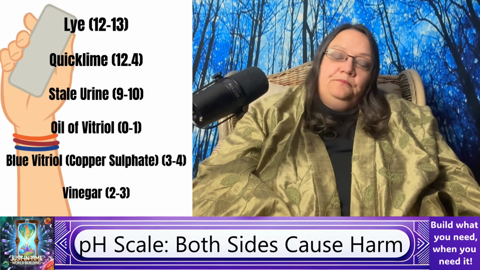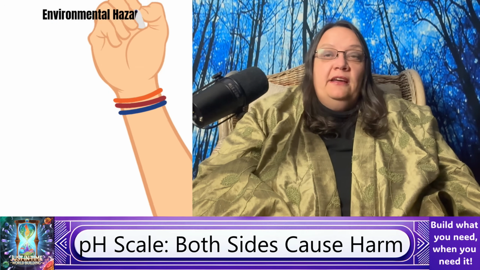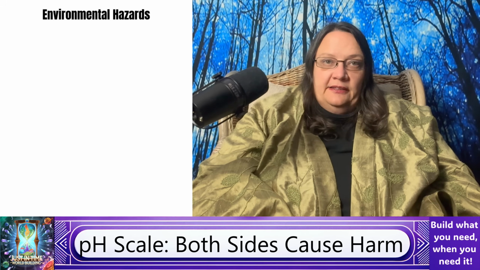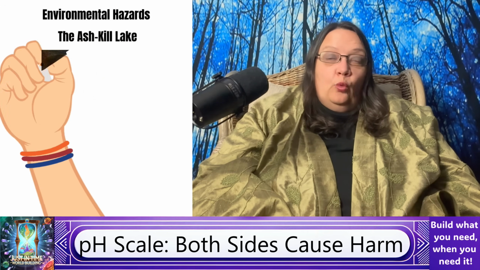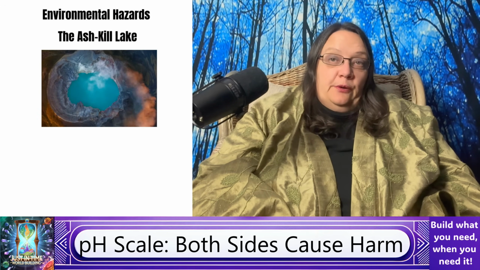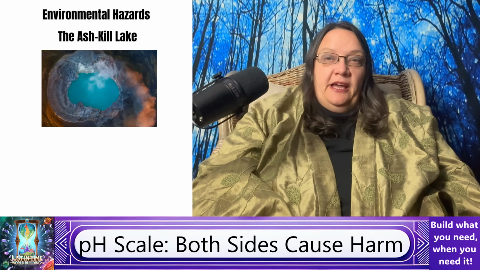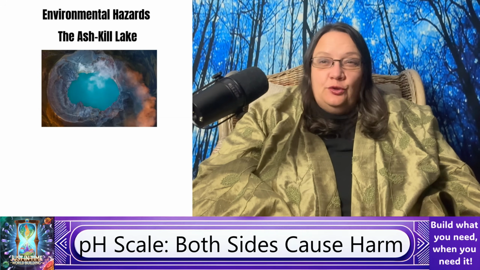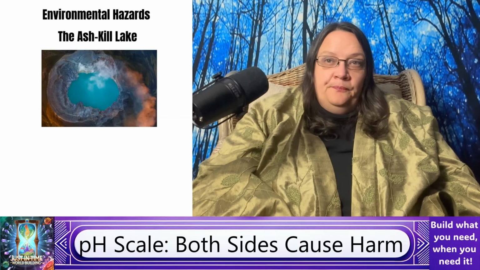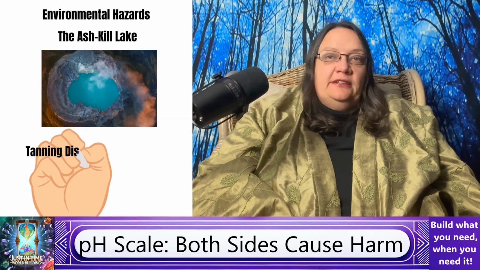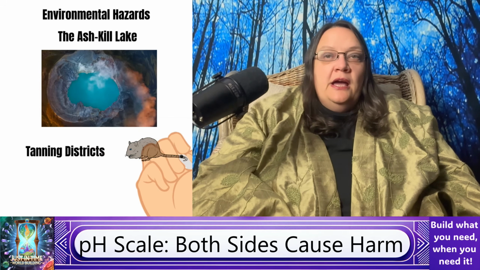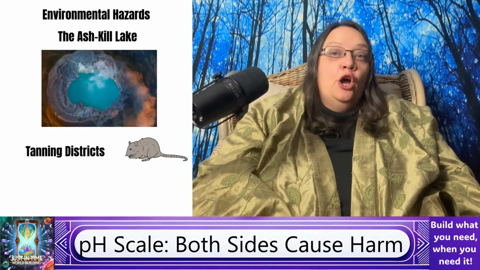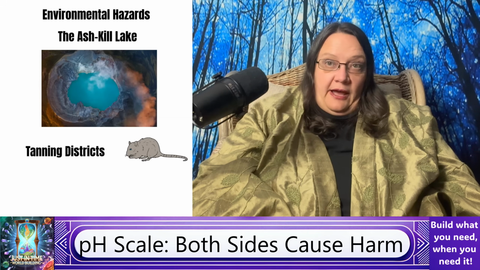And as a bonus, here's some quick environmental hazards for you in the acid-alkaline sphere. The Ashkill Lake. After a massive forest fire, rain washes large amounts of wood ash into nearby ponds. This can spike the water's pH to 10 or 12, killing all fish and making the water toxic to any traveler who tries to drink or bathe in it. Tanning districts. The concentrated waste from tanneries, a mix of high pH lime and acidic chromium-like salts, creates dead zones in city rivers where no life can survive, not even rats.